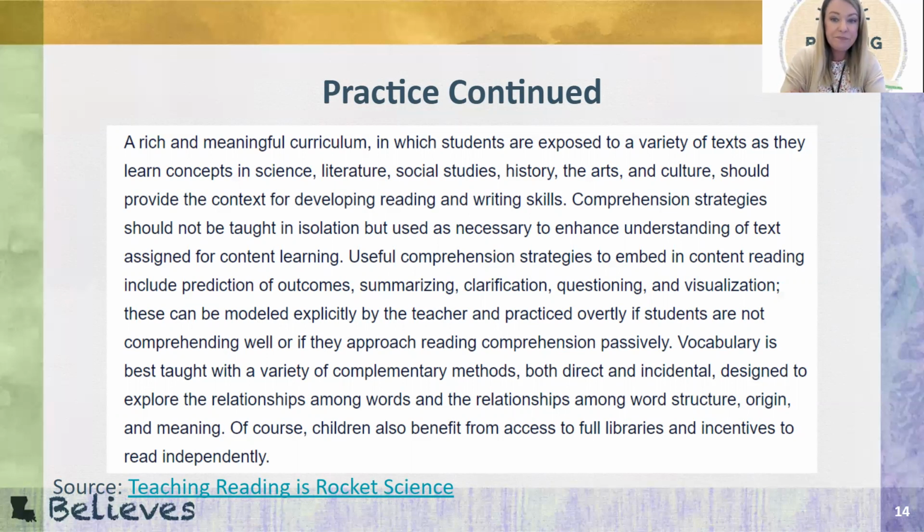Then it starts speaking about vocabulary. Vocabulary is best taught with a variety, and again, we have that variety word again, of complementary methods, both direct and incidental, designed to explore the relationships among words and the relationships among word structure. So relationships is another word that's repeated. Vocabulary speaks to everything we're reading about there. So vocabulary is going to be one of my words, and relationships. And then the last thing is it says that children benefit also from full libraries and incentives to read independently. So I'm going to have read independently as some of my words too.